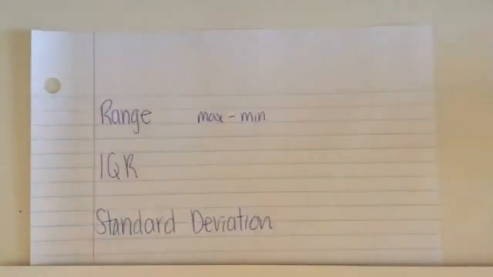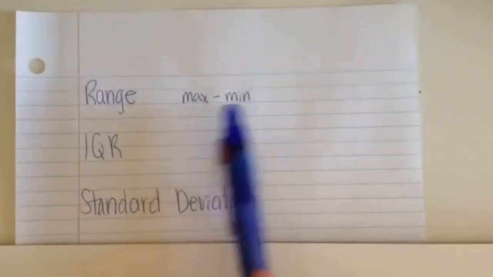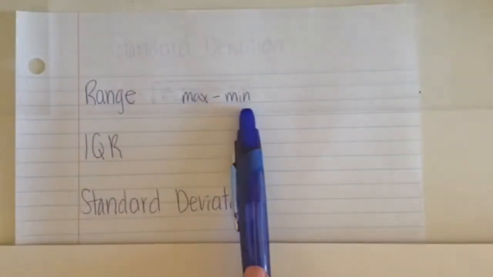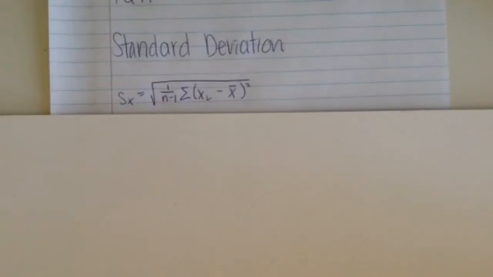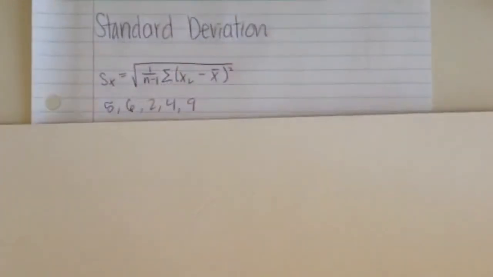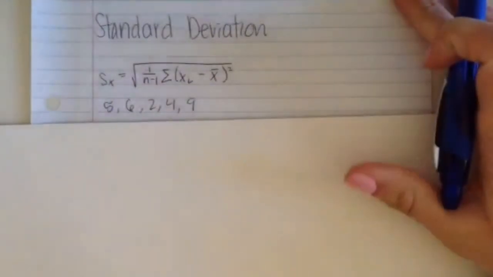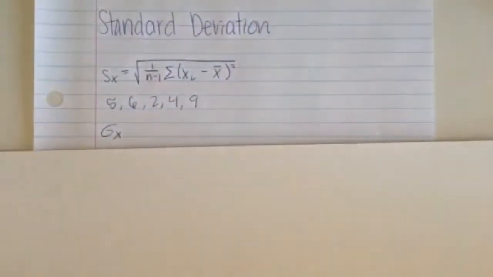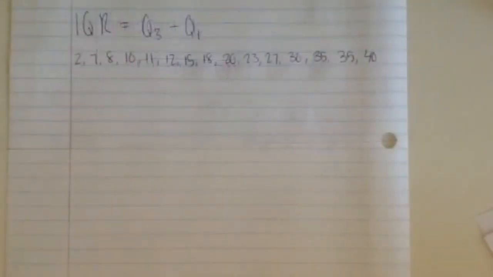Range is the value of the maximum observation minus the value of the minimum observation. The standard deviation is the average distance of each observation from the mean. Like the mean, the standard deviation is not resistant. Standard deviation can be found using this equation. We use the notation Sx when finding the standard deviation of a sample. However, we use this notation when we find the standard deviation of the population.